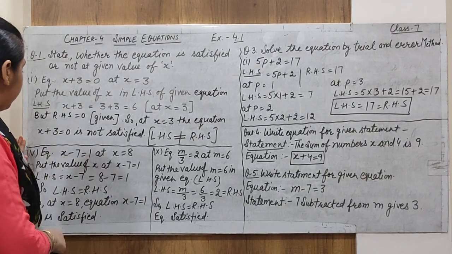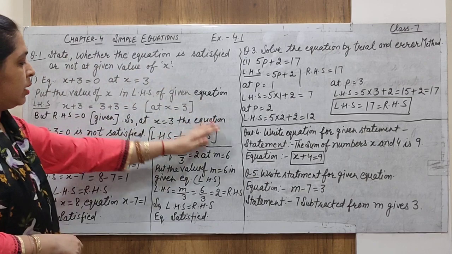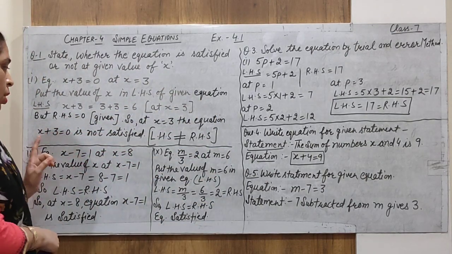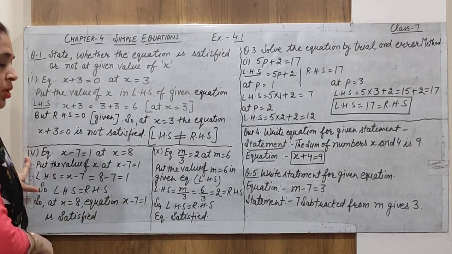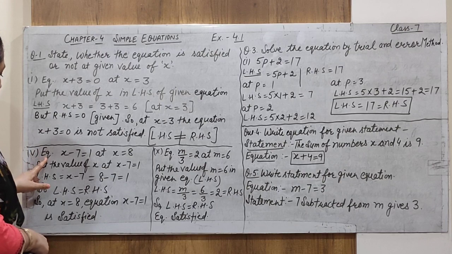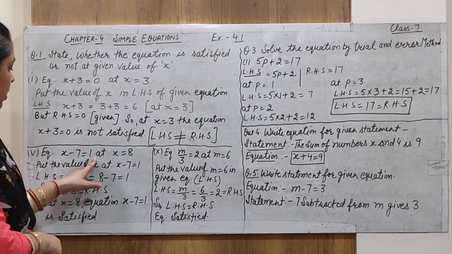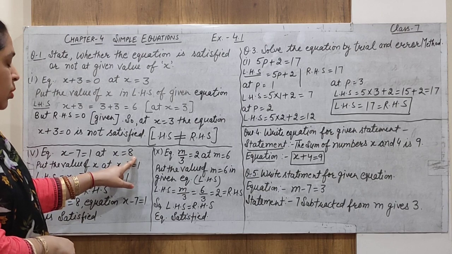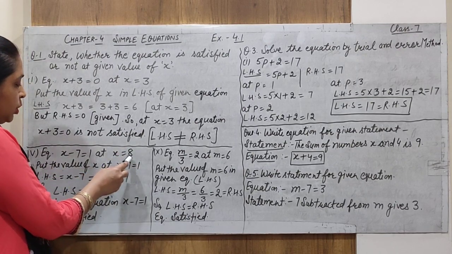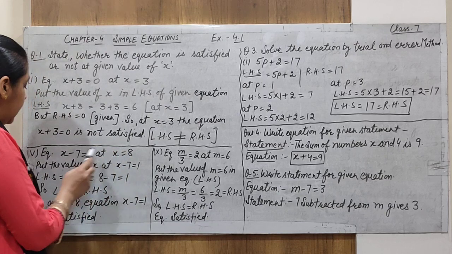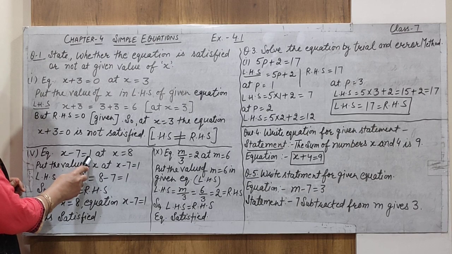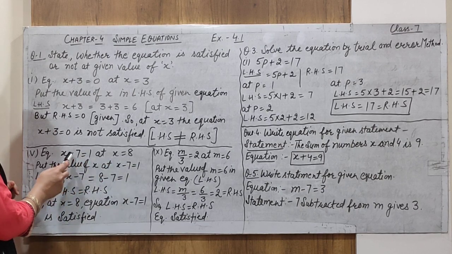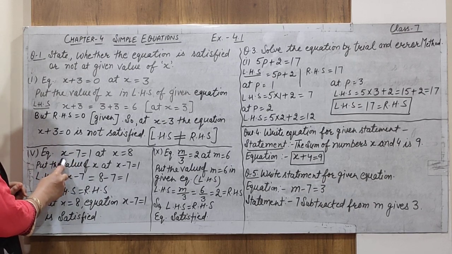Next, I have selected the first question, fifth part. These are all the parts of question number 1, so you have to do the other parts accordingly. Now the fifth part of the first question. The equation given is x minus 7 is equal to 1, at x is equal to 8. So we have to put the value of x is equal to 8 in the given equation, x minus 7 is equal to 1. After putting this value of x, we have to show whether the equation is satisfied or not.